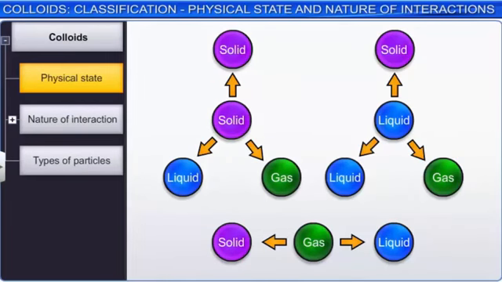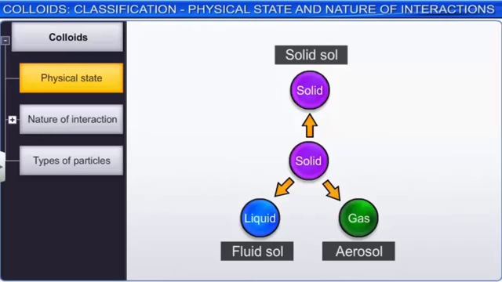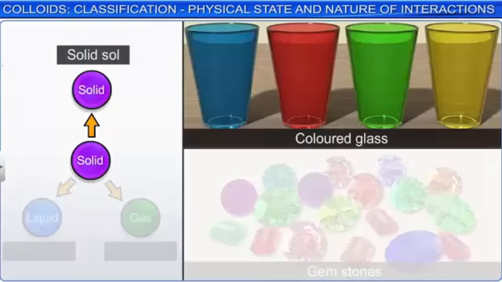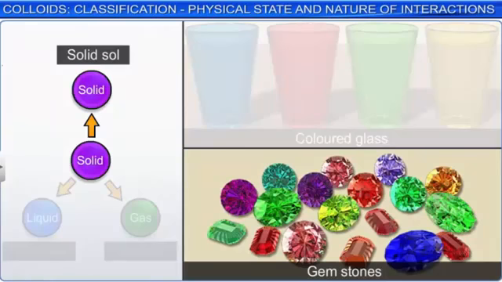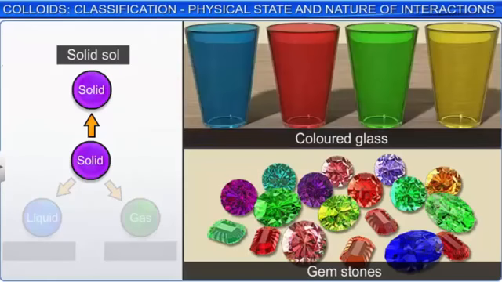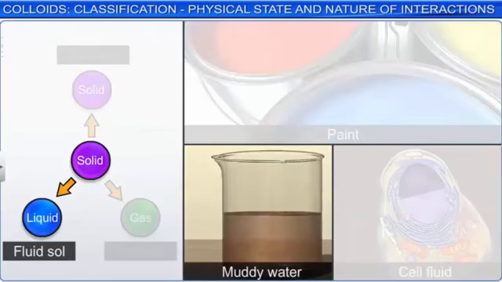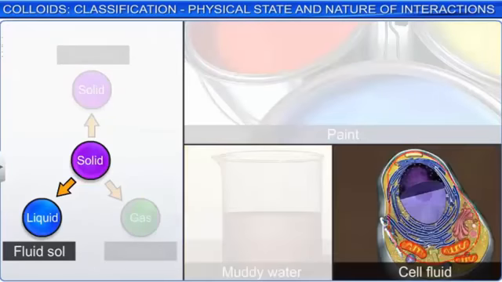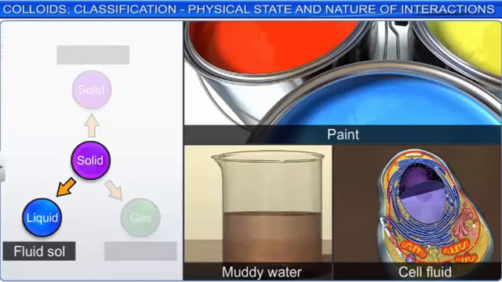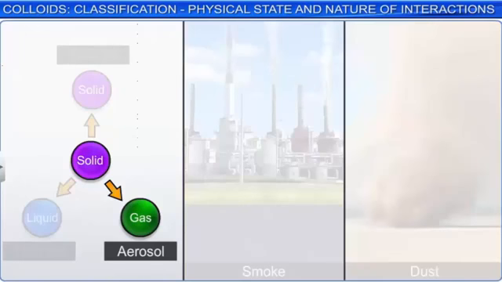Dispersion of a solid in a solid, liquid, or gas dispersion medium results in the formation of a solid sol, fluid sol, and an aerosol respectively. Colored glass and gemstones are examples of solid sols. Paint, muddy water, and cell fluids are fluid sols. Fluid sols are mostly referred to as sols. Examples of aerosols are smoke and dust.